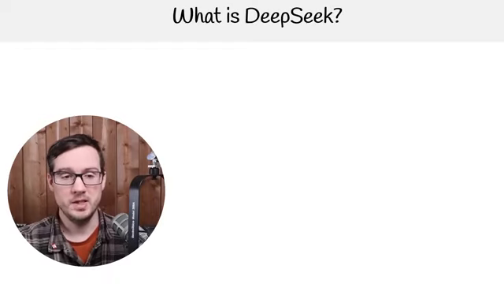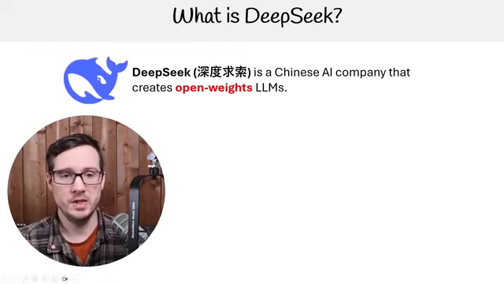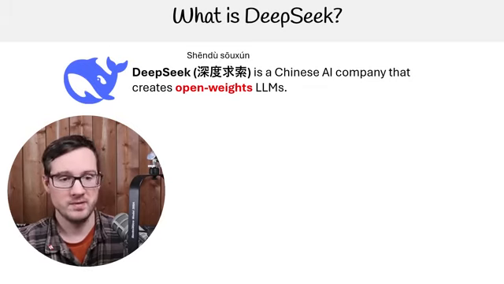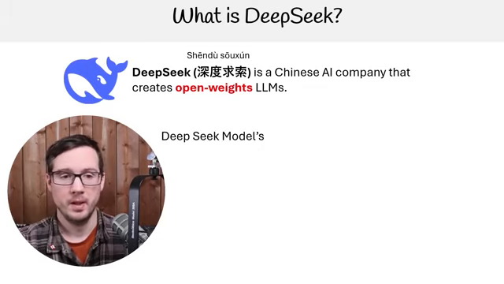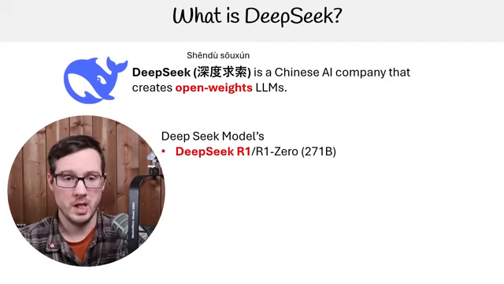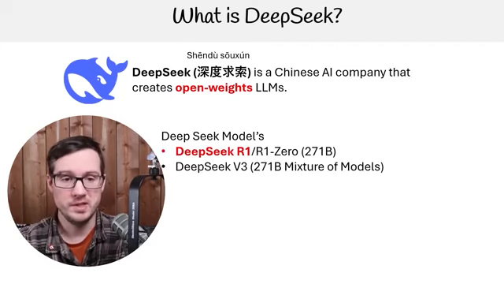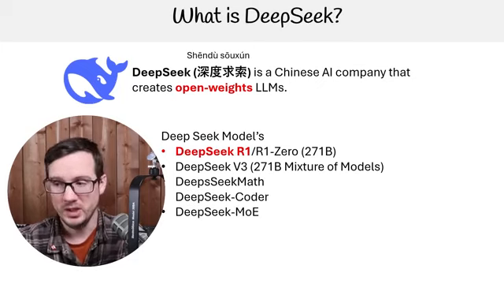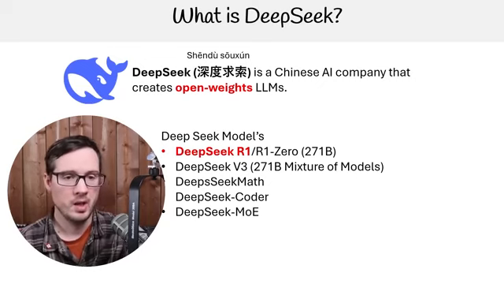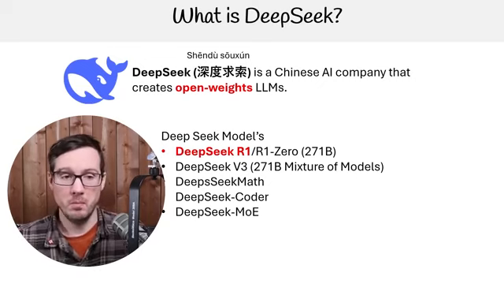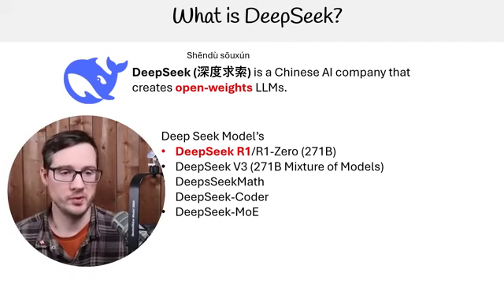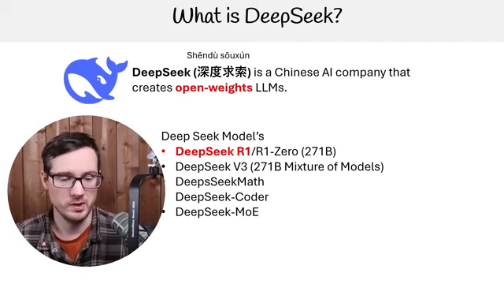Before we jump into DeepSeek, let's learn a little bit about it. So DeepSeek is a Chinese AI company that creates open-weight LLMs. That's its proper name. I cannot pronounce it. DeepSeek has many open weight models. So we have R1, R10, DeepSeek V3, Math, Coder, MOE, so MOE, mixture of experts, and then DeepSeek V3 is a mixture of models. I would tell you more about those, but I never remember what those are. They're somewhere in my GenAI Essentials course.